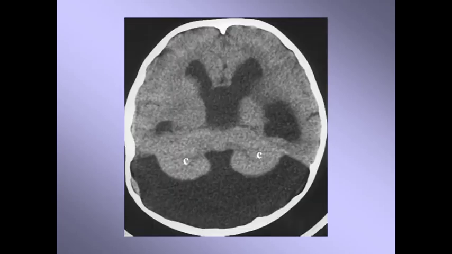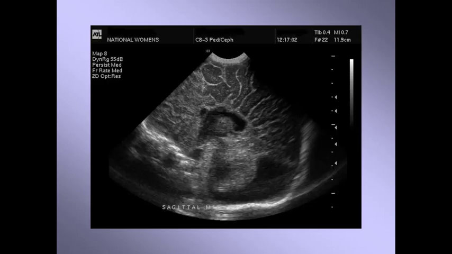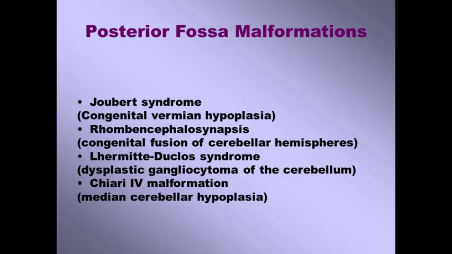All this is Dandy-Walker variant, a mild form of the malformation. Next: Joubert syndrome, congenital vermian hypoplasia; rhombencephalosynapsis, the congenital fusion of the cerebellar hemispheres; Lhermitte-Duclos syndrome, a dysplastic gangliocytoma of the cerebellum; and lastly, Chiari type 4, median cerebellar hypoplasia.